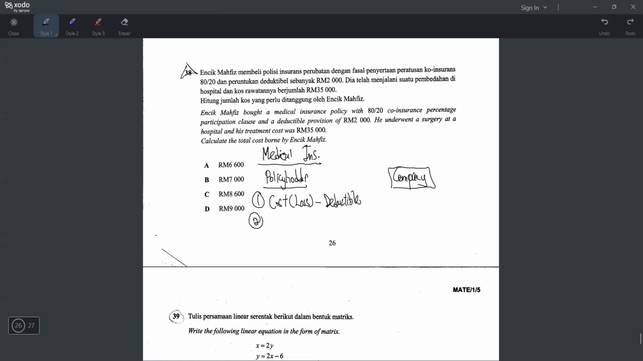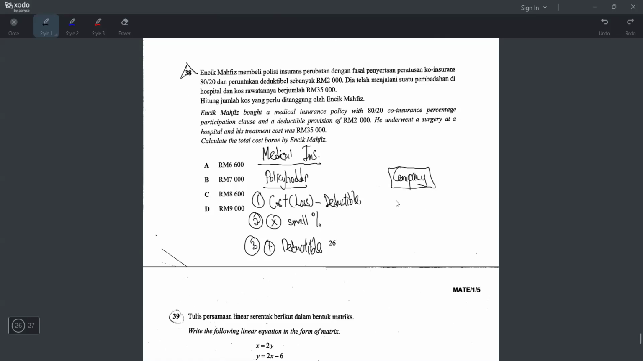After that, step number 2, you will times with the small percentage. Because the policyholder is only responsible for the smaller percentage. Okay, and then what is step number 3? Plus the deductible. Because the deductible is the amount that you already agreed to pay if something bad happens, right? So done.